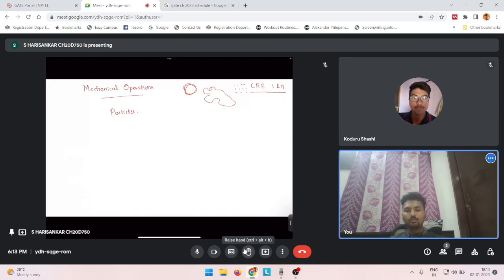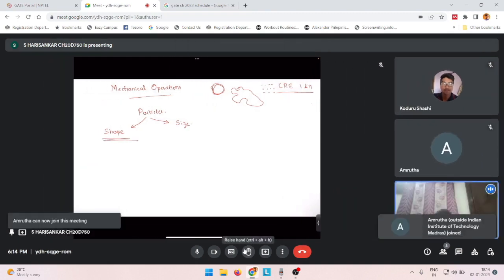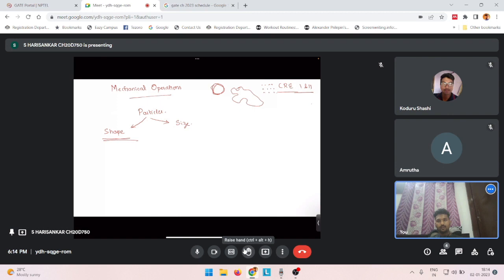So usually we use two things to classify or characterize these particles. One such characterization can be done by the shape of the particle, and the other characterization is by the size of the particle. Right. So let's look into how we can characterize a particle based on its shape. When it comes to shape, there is one term that we need to learn, and that is called sphericity.